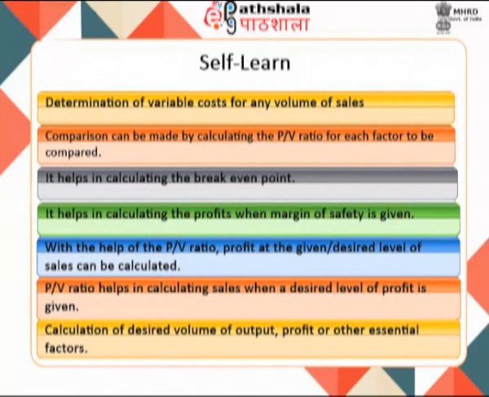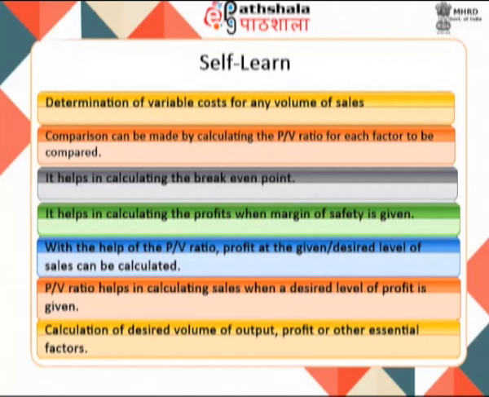Comparison can be made by calculating the PV ratio for each factor to be compared. The factor may be line of product, sales area, method of sales, for example, sales through wholesaler or through retailers. Number 3, it helps in calculating the break-even point. Number 4, it helps in calculating the profits when margin of safety is given.